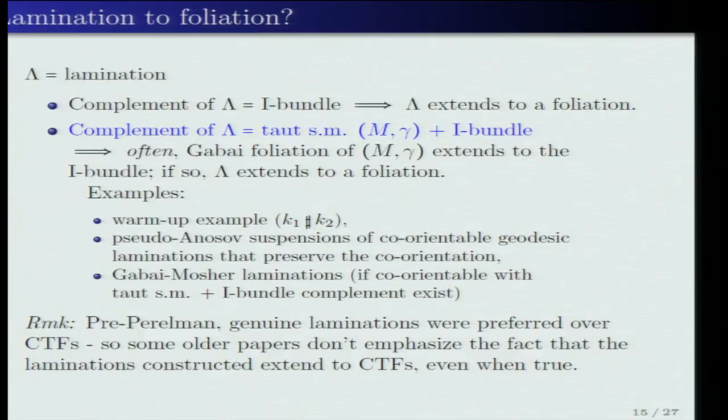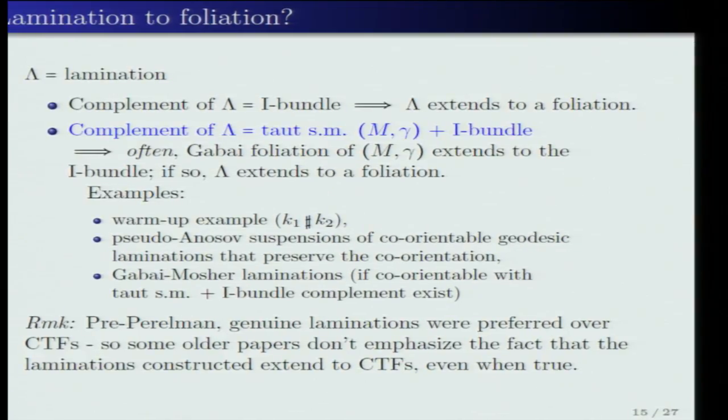And there's this remark, so if you're looking at the old papers from prehistory or maybe history, pre-Perelman, genuine laminations were preferred over co-oriented taut foliations, because then you could get group negative curvature thanks to results of Gabai-Kazez and various other things. So some of the older papers don't even bother to mention that if you have a lamination, you can extend to a co-oriented taut foliation. So sometimes you can, sometimes you can't. Sometimes it's only like a little sentence right at the end. But if you want to use co-oriented taut foliations and you're looking at some of these older papers, it's a good idea to check with the author and see whether they extend to foliations.